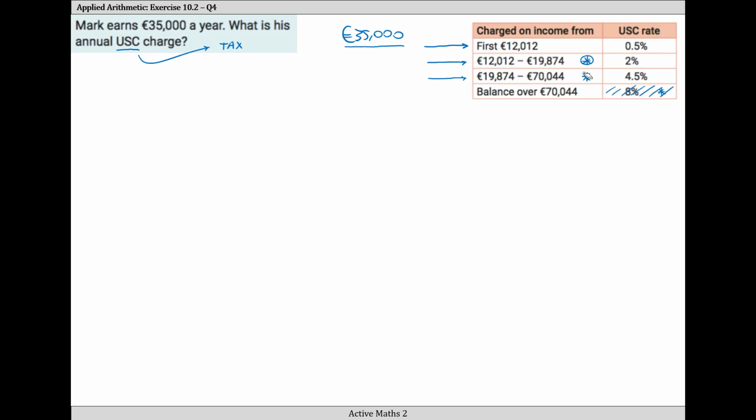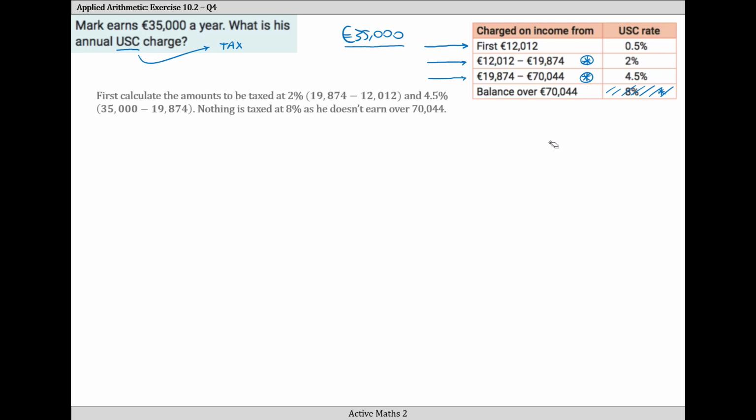So let's find these amounts of money first. The first thing we're going to do is calculate the amount to be taxed at 2%. That's 19,874 minus 12,012, which gives us 7,862 euros to be taxed at 2%.